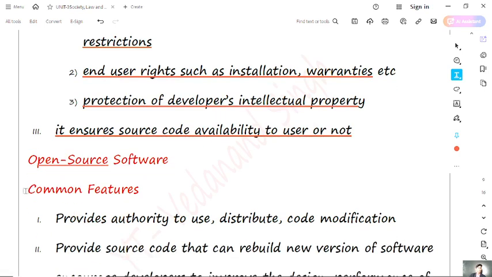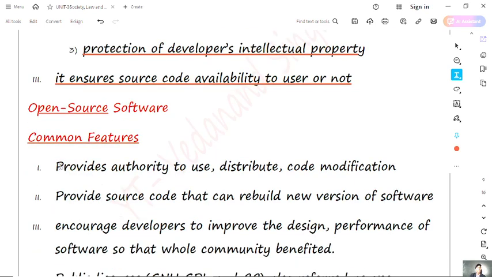See, what are the common features of open source software? The features are that they provide authority to use, distribute and modify the code. Means all those open software. Suppose you are using some software, suppose I am using that OBS software. You are authorized to use it, you can share it with others, and if you wish you can modify it. Okay, now next is that they provide source code that can be rebuilt into a new version of the software.